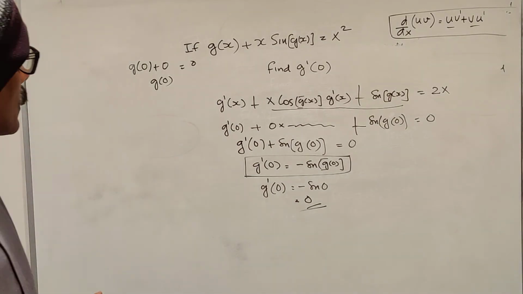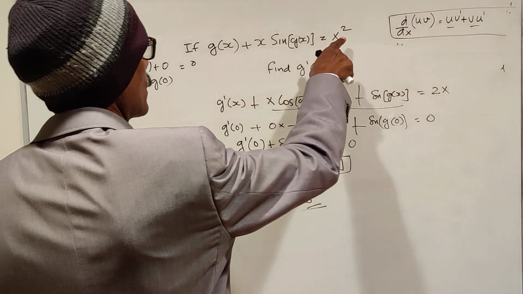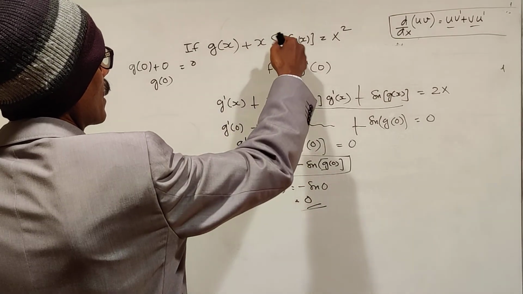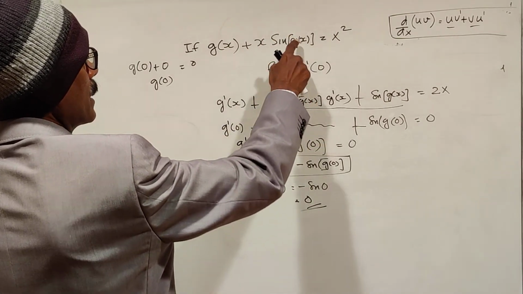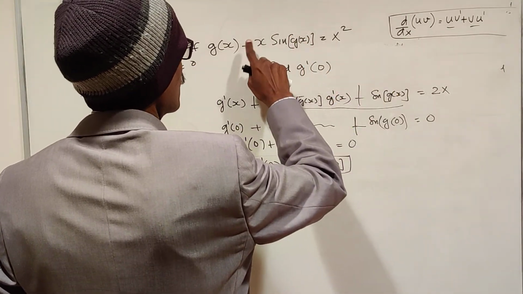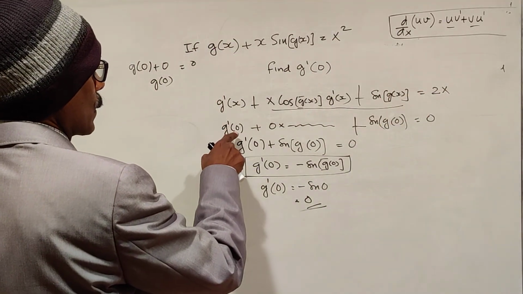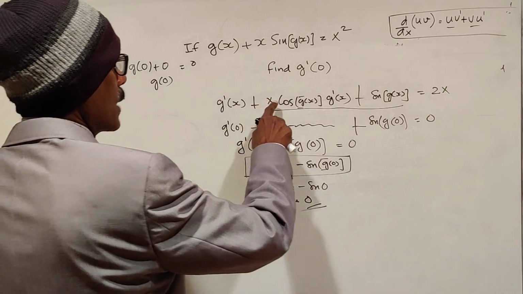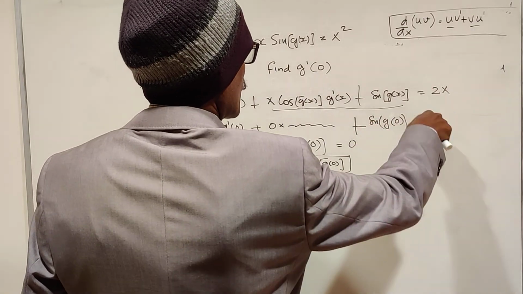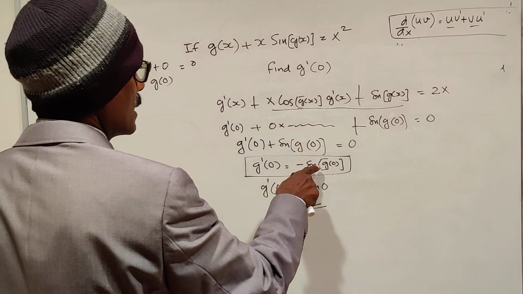Okay, one more time. First, g(x) plus x sine g(x) is equal to x squared. Differentiate: g dash x plus, here the product rule, x into the derivative of sine g(x) is cos g(x), then the derivative of g(x) is g dash x, plus sine g(x) times 1 equals the derivative of x squared, 2x. Then g dash 0 plus 0 times anything becomes 0, then sine g(0) equals 0. So you get g dash 0 equals minus sine g(0).